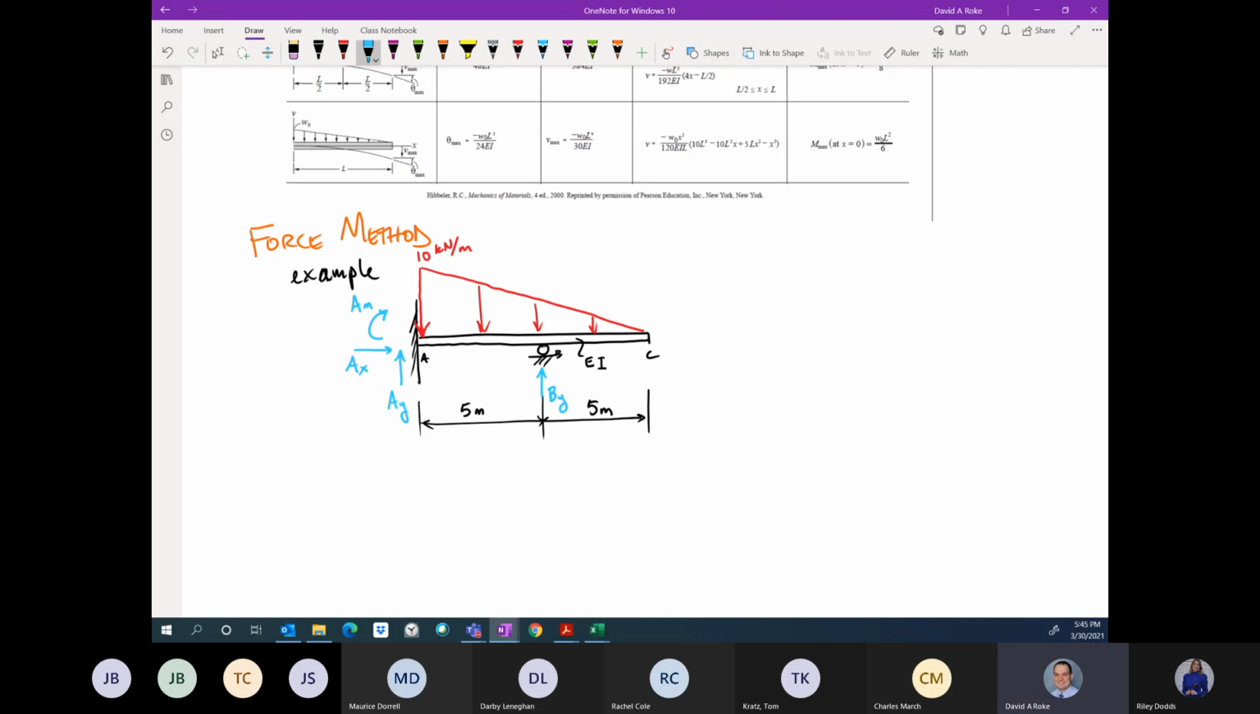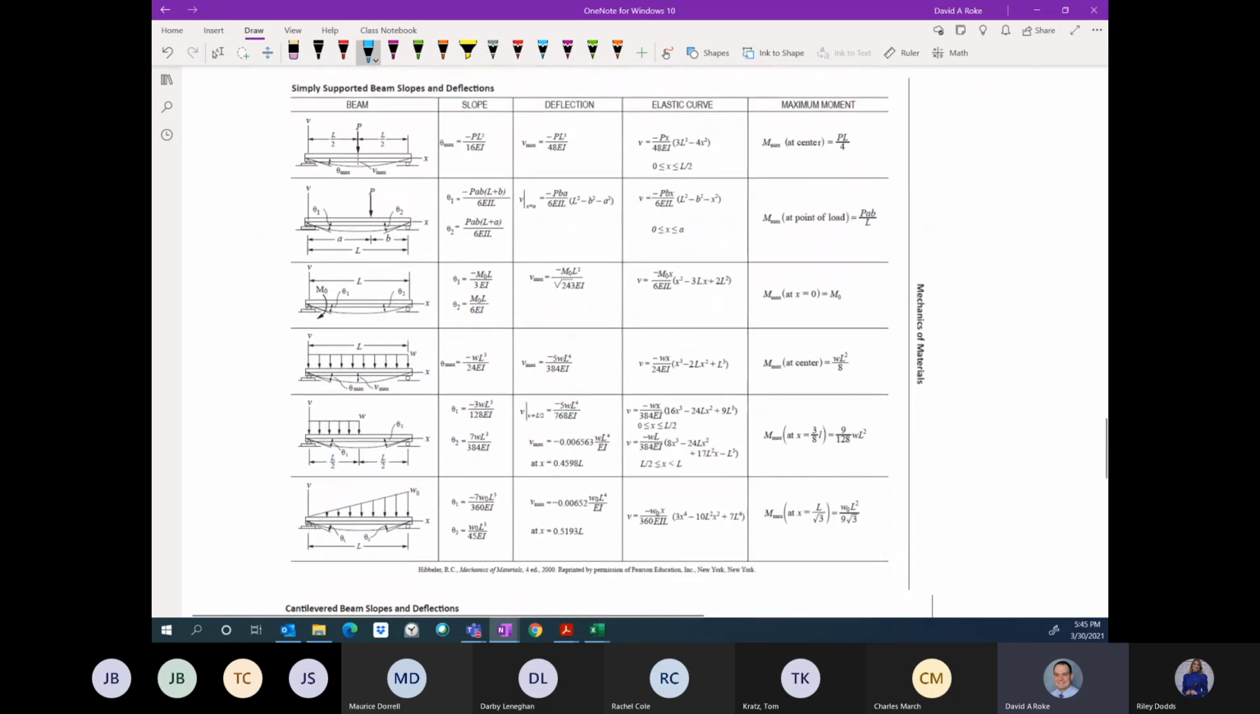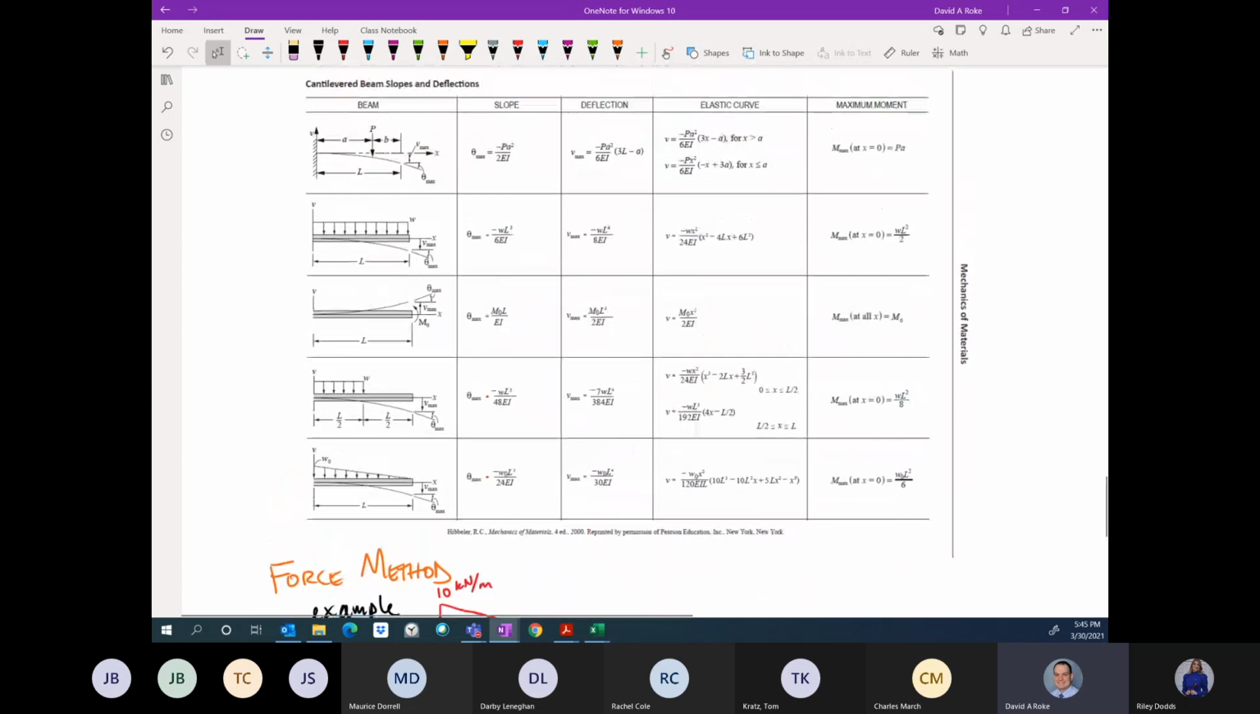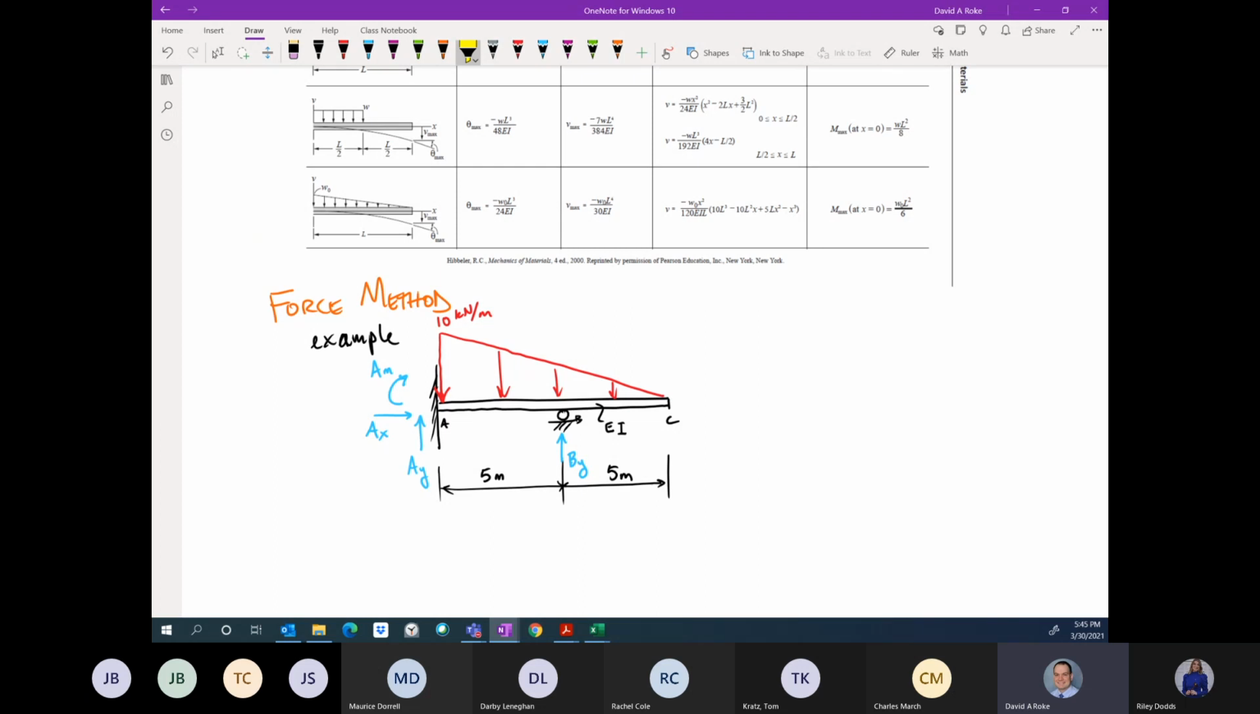The only one that is really critically necessary is AX. I cannot choose that as a redundant reaction because without that, I have a car. This thing can move left and right to its heart's content. So one of the other reactions has to be the redundant reaction. And really what you want to try to do is get to the condition where you either have a simply supported beam or a cantilever beam. And so I should select BY as my redundant reaction.